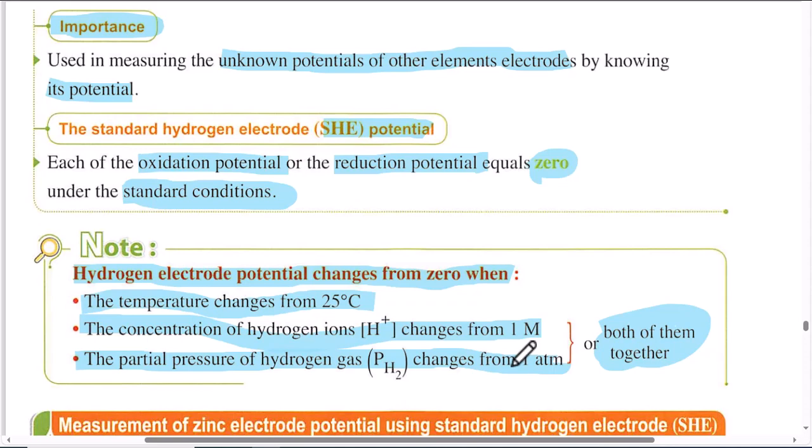So in these conditions, the oxidation potential of the hydrogen electrode as well as the reduction potential equals 0. But if we change the temperature from 25 degrees Celsius, or change the concentration of hydrogen ion in the electrolytic solution from 1 molar, or change the partial pressure of hydrogen flowing over the platinum sheet from 1 atmosphere, then the hydrogen electrode potential changes from 0.